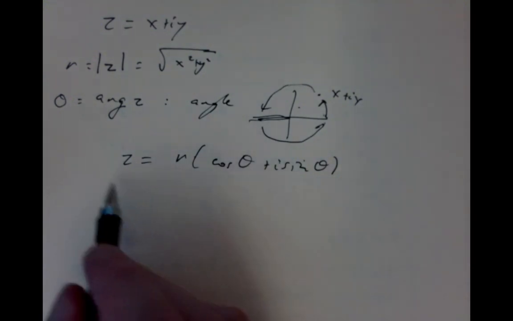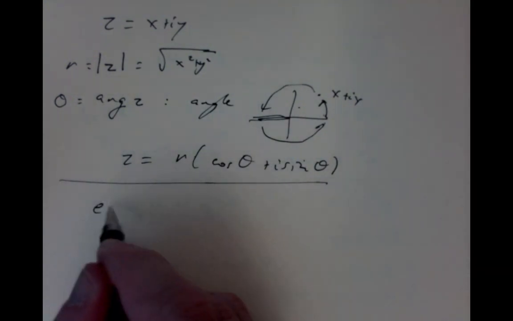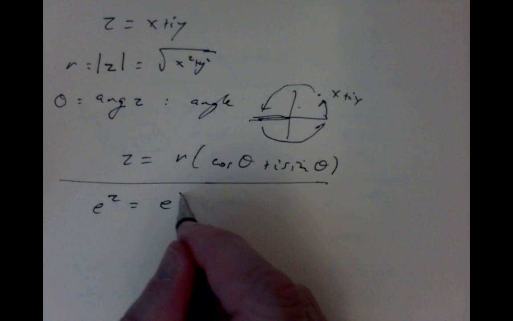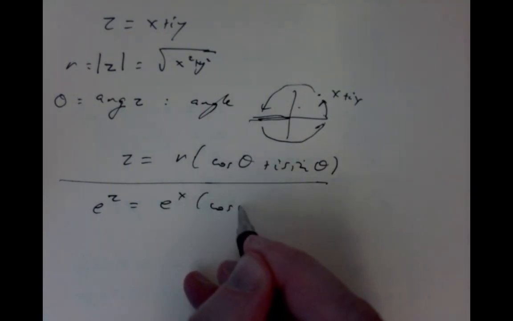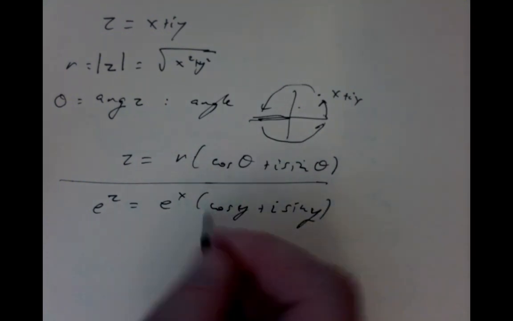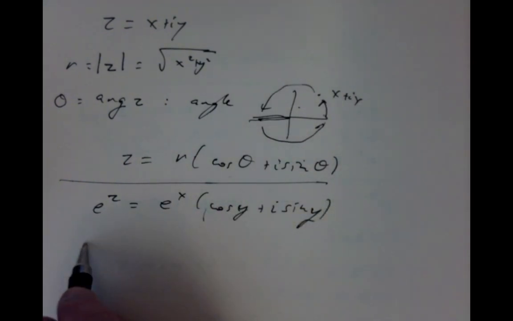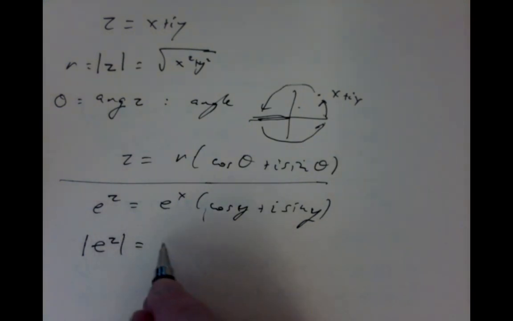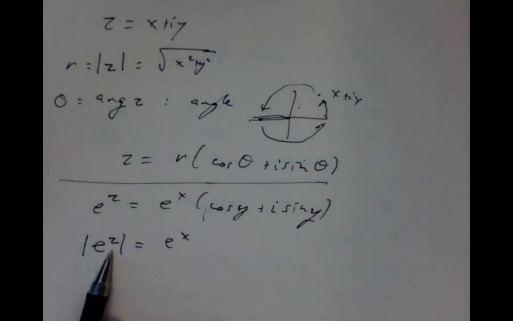So this fits neatly with our formula for exponentials, e to the z equals e to the x times cos y plus i sine y. You can see there's a certain similarity there, in that we're finding that the modulus, the length, is e to the x. The length of the exponential is the exponential of the real part, so a little bit surprising.